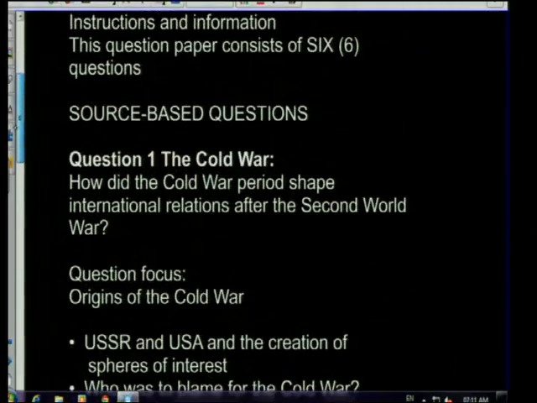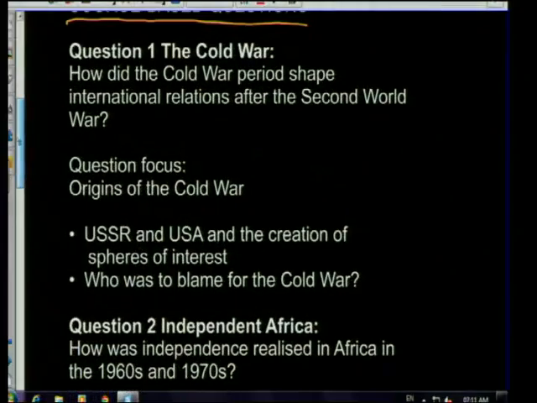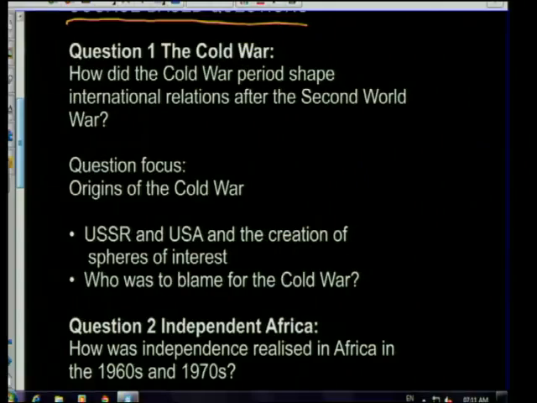So you will get source-based questions, and you have to do these source-based questions. Question 1 will be the Cold War. The main focus question is, how did the Cold War period shape international relations after the Second World War? That is what we're doing today. We're looking at the origins of the Cold War. That is our question focus, looking at the USSR and the United States creating the spheres of interest. And the question that you will need to answer is, who was to blame for the Cold War?